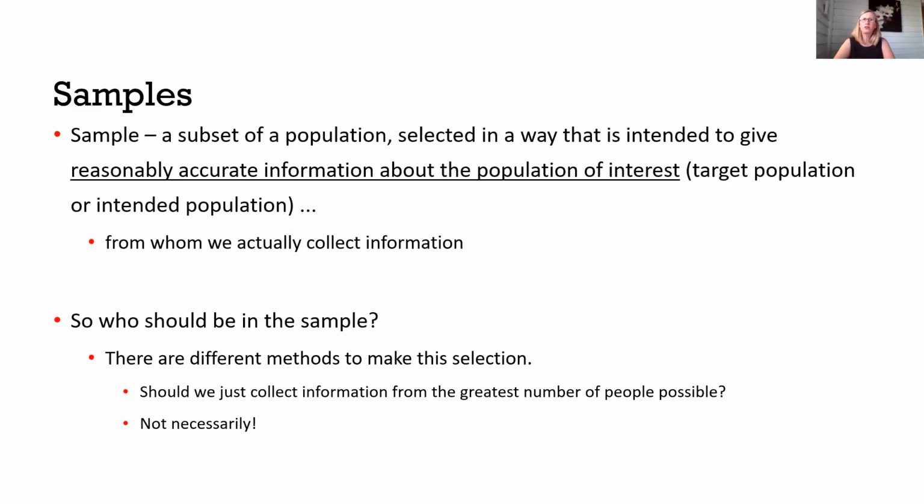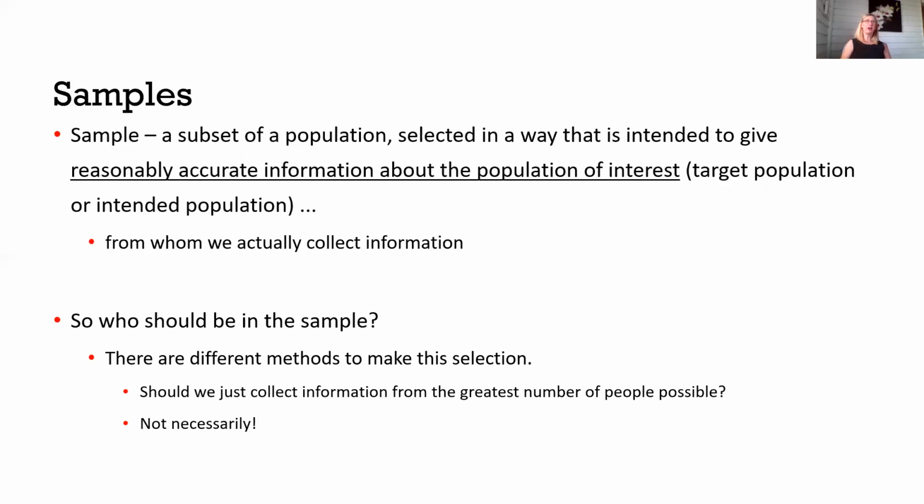Now, how do we decide who will be in a sample? If we've got 25 million Australians, it might be really difficult to figure out how many people to include, or which people to include, or where we should find them. All right, now there are different methods we can use to make the selection of who goes into our sample, and this is called sampling methodology.